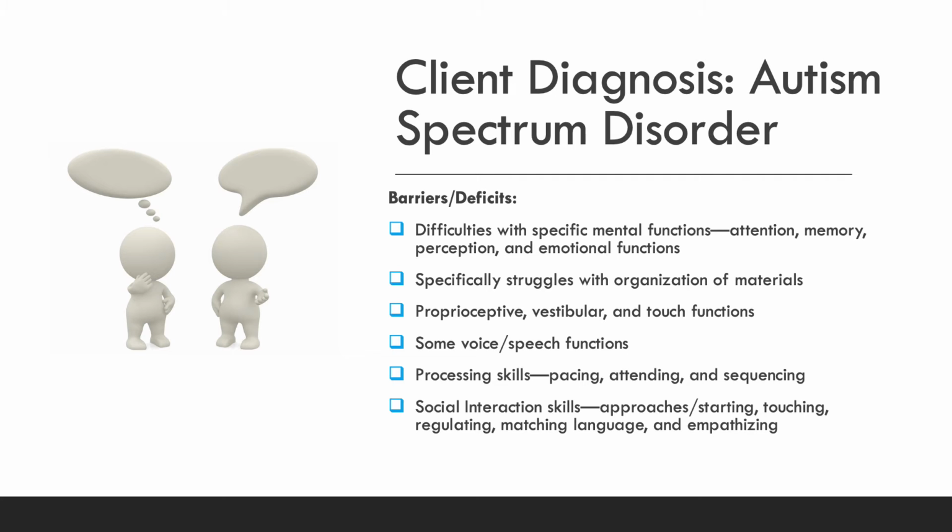As far as processing skills go, Linda struggles with pacing, attending, and sequencing. Sometimes she moves too slowly or too quickly. The main area of concern for Linda as she approaches college is her social interaction skills. She struggles with approaching new tasks or starting conversations. She also doesn't like to be touched by others and can struggle with regulating or matching language.